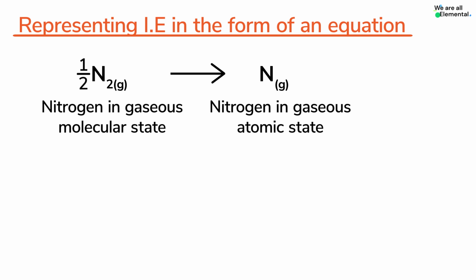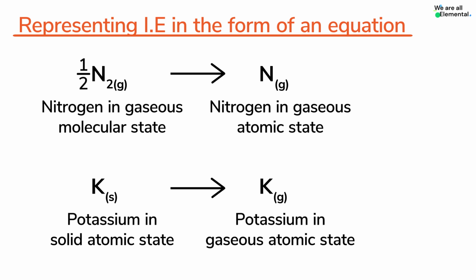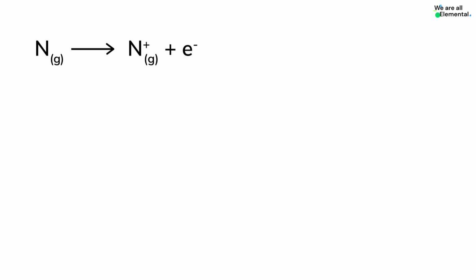And say if you have potassium, it normally exists in its solid state, and it is important to first convert it into its gaseous atomic state before ionization energy is measured. The first ionization energy is the energy required to remove 1 electron from the outermost energy level of the atom of an element. A cation with 1 positive charge is formed. The electron moves out of the influence of the nucleus of the atom.